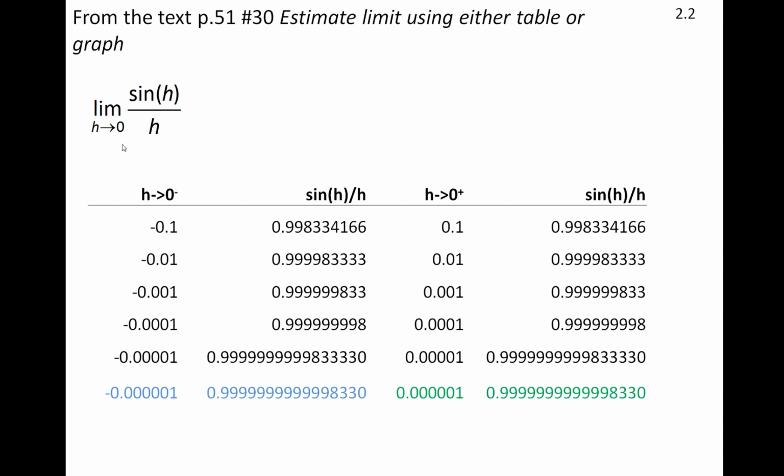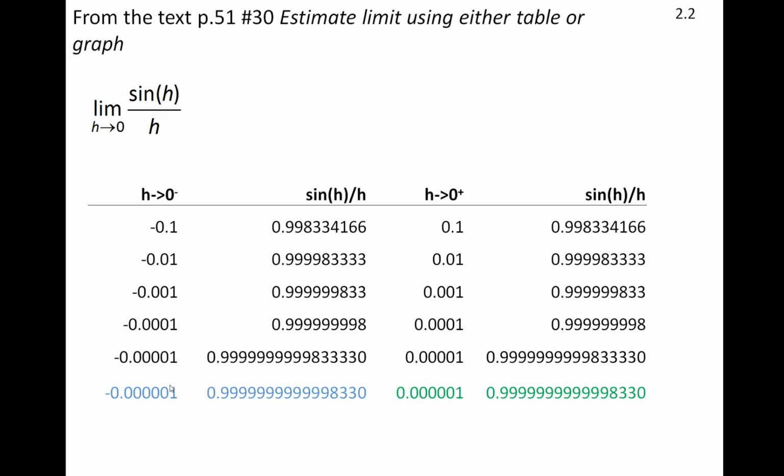But the limit as h goes to 0, you can approach 0 in two ways. One possibility is to approach 0 from below. So that's this sequence of points, getting closer and closer to 0, but strictly from the left. And we see if h approaches 0 from the left, the function values, sine h over h, get as close to 1 as we want. This is 0.9999999.